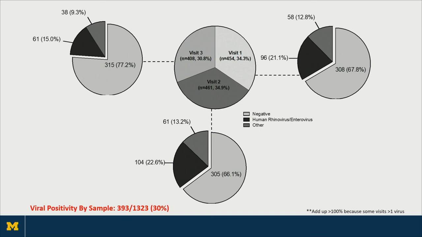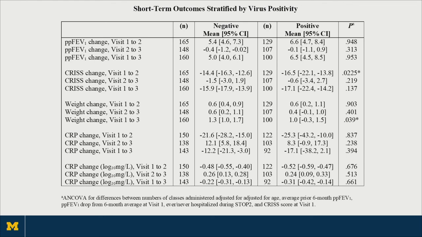So the next question that brings us to is, in terms of short-term outcomes in the context of our study, were there any differences between the two cohorts? So the STOP study, as I mentioned, had those three visits, and at each of those visits, clinical and laboratory parameters were collected, including FEV1, CRISS, weight, and CRP.